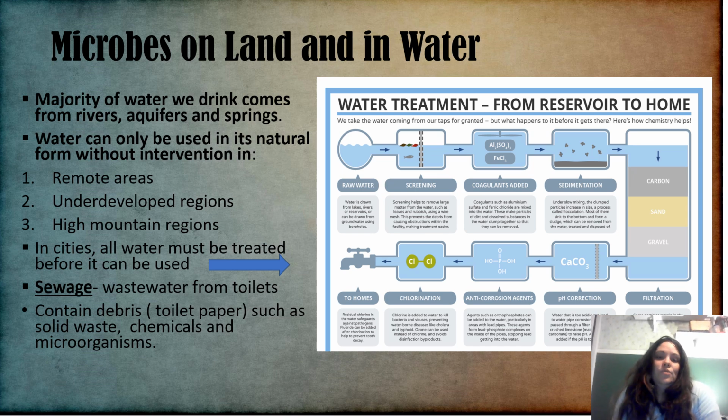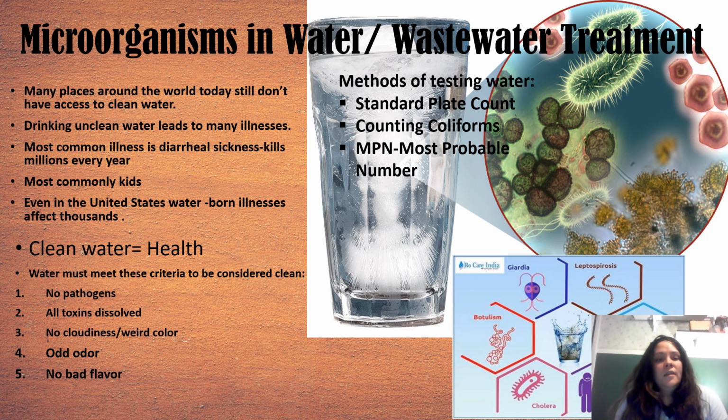Next, we're going to talk about sewage, which is wastewater, like from toilets and stuff. It's going to contain debris, such as toilet paper, bottles, solid waste, chemicals, and microorganisms. Then we're going to talk about microorganisms in water and water treatment. Many places around the world still don't have access to clean water, and drinking unclean water leads to many illnesses. Most particularly, diarrheal sickness is caused by this, and it kills millions of kids every year. Even in the United States, waterborne illnesses affect thousands. Clean water is equal to health.